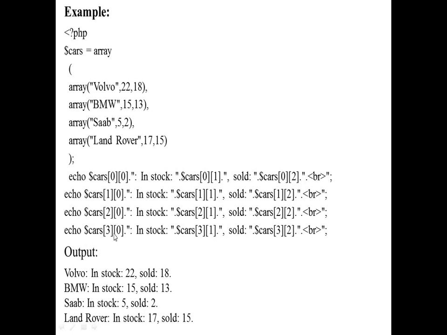This is an example. Okay, so we have the $cars array, like that we have declared. So if you want to access the values, so 0 of 0, the 0th row, 0th column, is the stock, then 01 is sold cars. So see the output: Volvo in stock, 0 in stock, 01. Which one is the 01? This one. So 22 sold, 18, like that. So this is the way you have to print the multi-dimensional array.